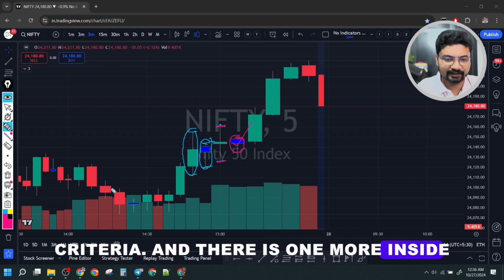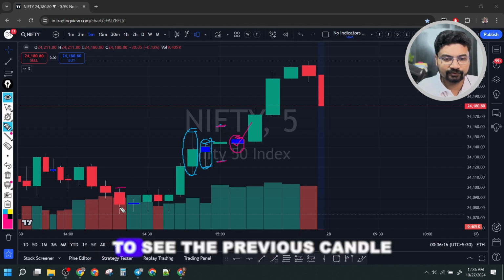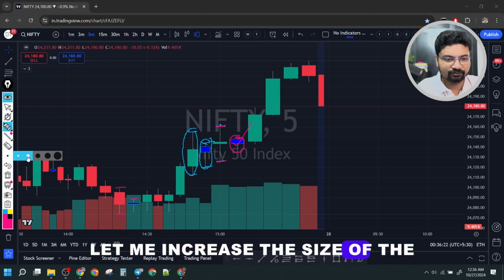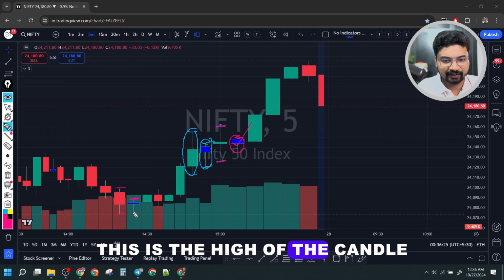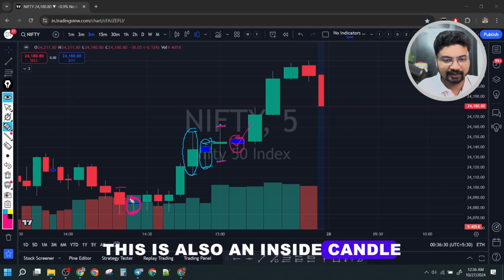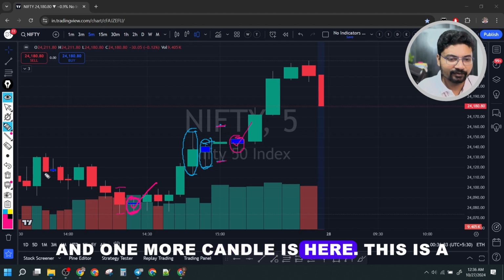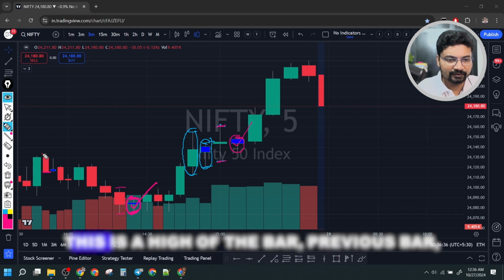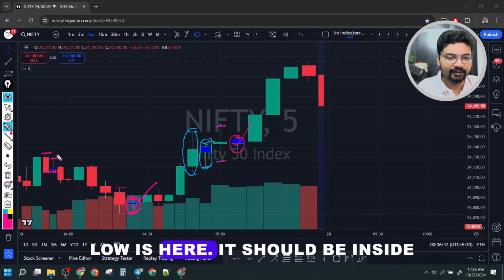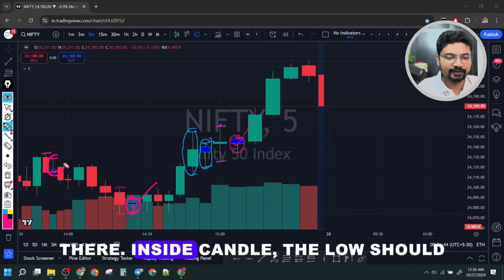And there is one more inside candle. First, you need to see the previous candle's high and low, and here is the inside candle's low. Let me increase the size of the pointer. This is the high of the candle and this is the low of the candle. This is also an inside candle. And one more candle is here. This is the low and the high of the previous bar, and the current bar's high is here and current bar's low is here. It is an inside candle.